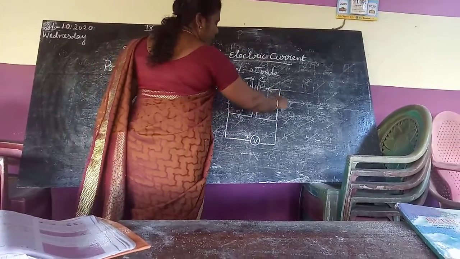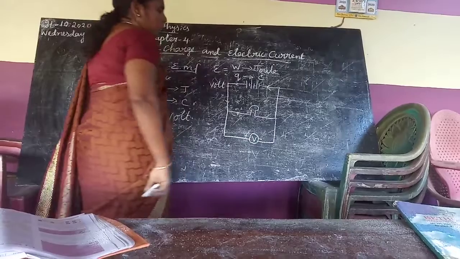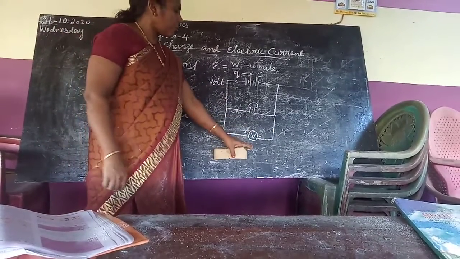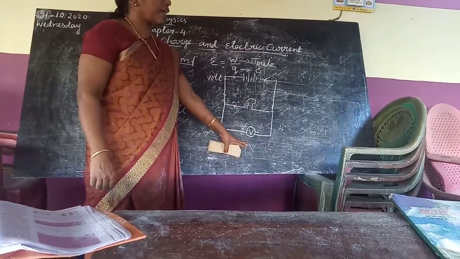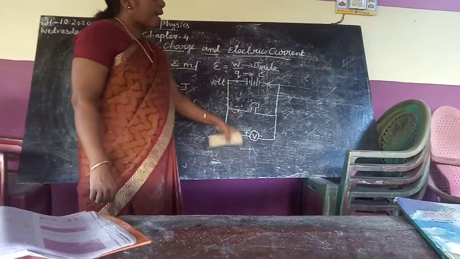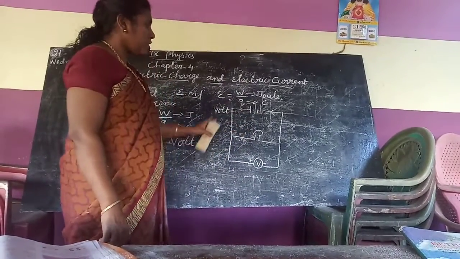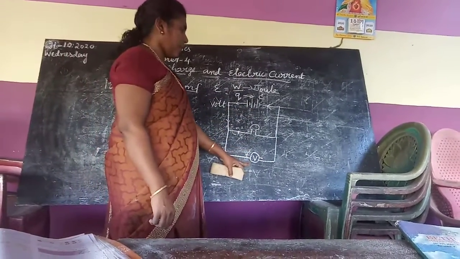Then the negative terminal of the battery and the negative terminal of the voltmeter we should connect, like that only. Always you should connect the voltmeter in parallel in the circuit, not in series.